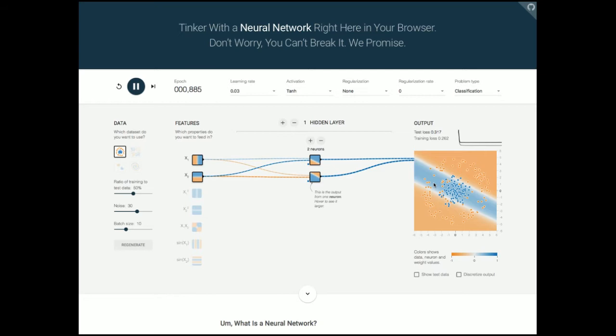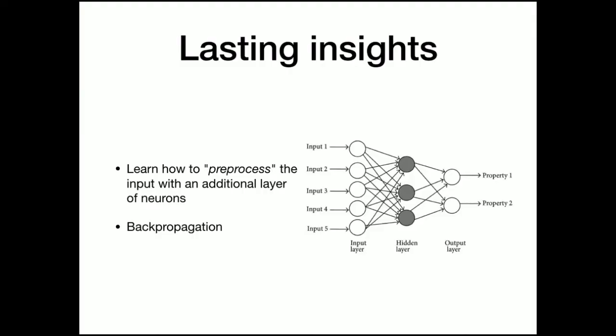Okay, so these are the lasting insights from this iteration. You want to pre-process the data, but you don't want to actually be smart enough to know how to do that, because that's what you want your machine to do. You want your machine to be smart for you. Second thing is use backpropagation.